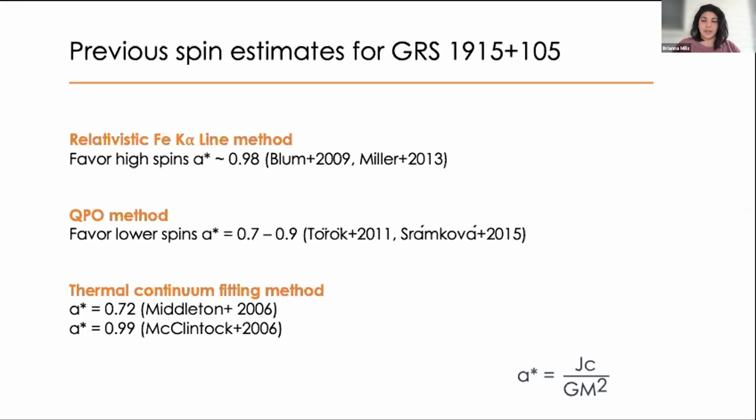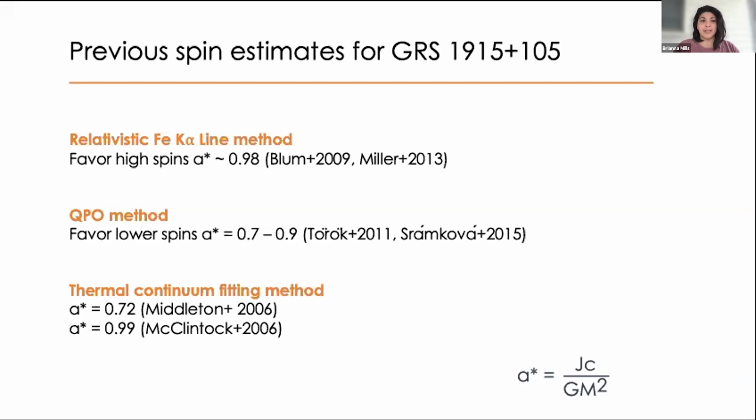And the spin that I'm talking about here is the dimensionless spin parameter, which eXTP would probably help really well with the QPO method and the relativistic iron line method. So we could probably constrain those maybe even more. But for this talk, I'm going to focus on the continuum fitting method, which is the one that I'm most familiar with, and is the one that these two groups had discrepant spins with.